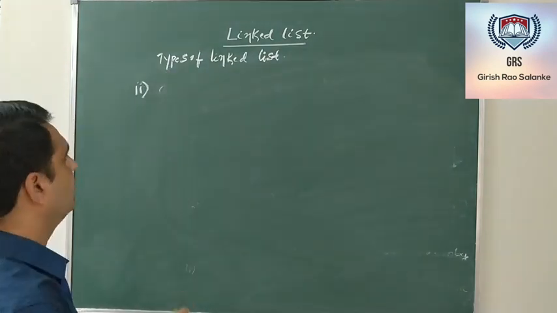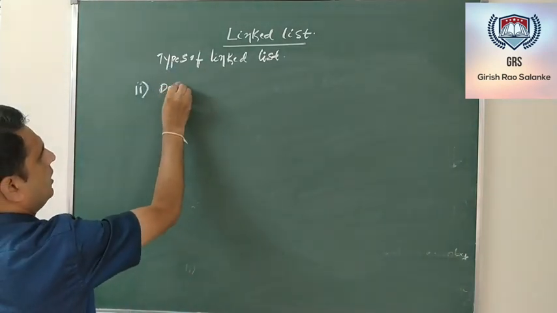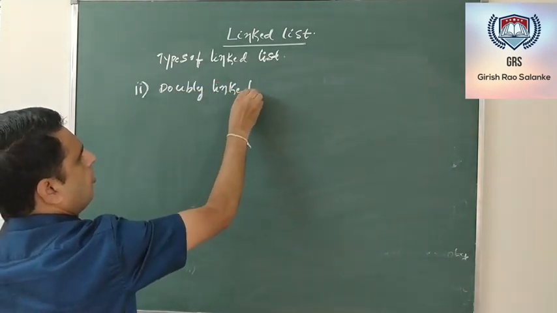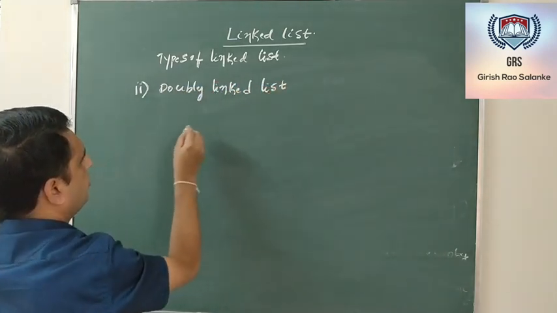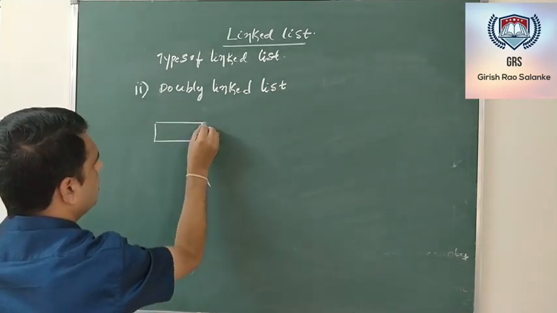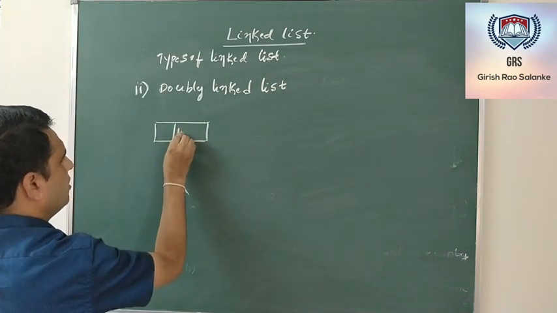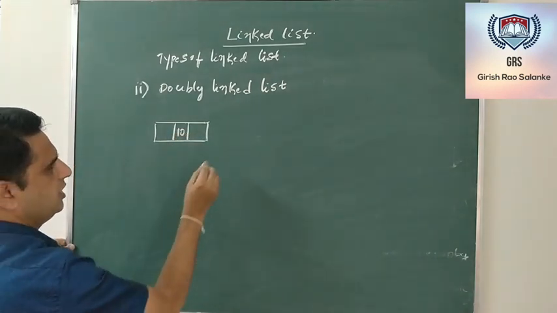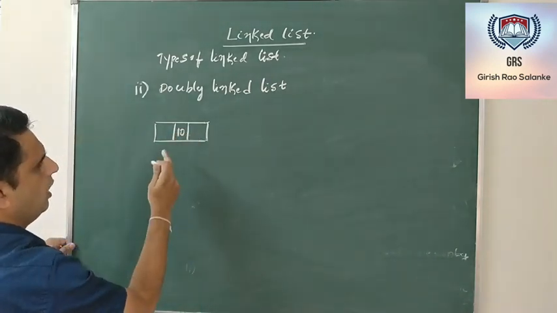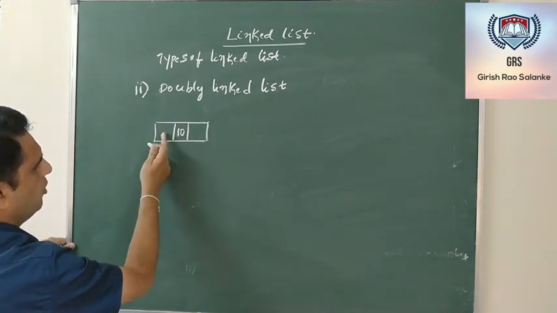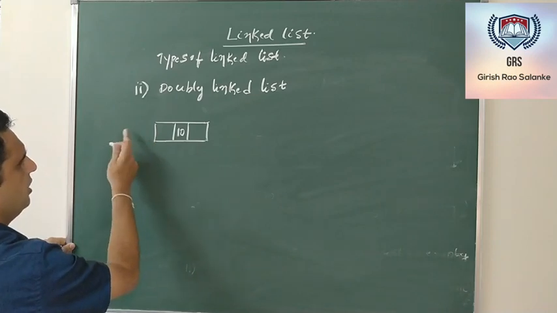The next category of linked list is called a doubly linked list. In case of a double linked list, each node will have three fields. First one, the data field wherein information is there, and it contains two address fields. One address field contains the address of the next node, and one more address field holds the address of the previous node.